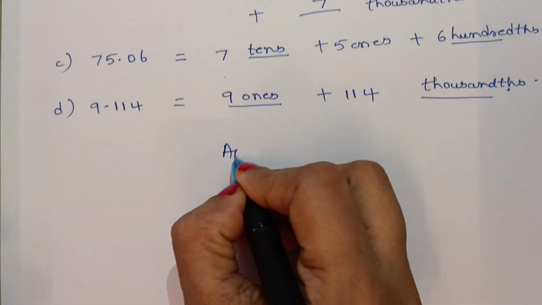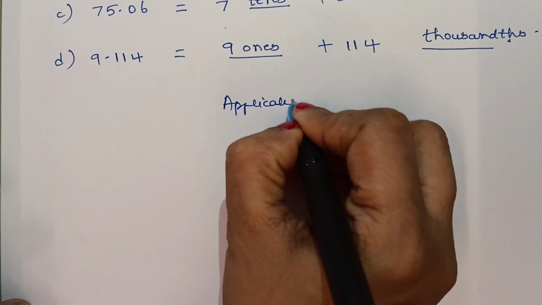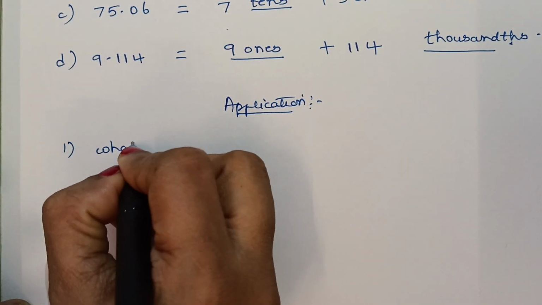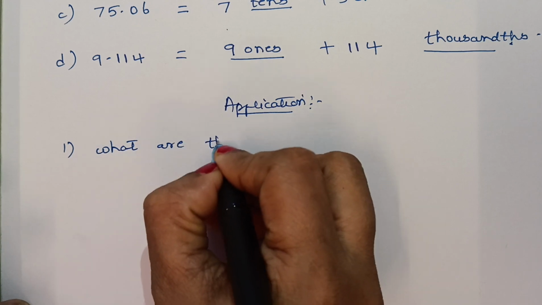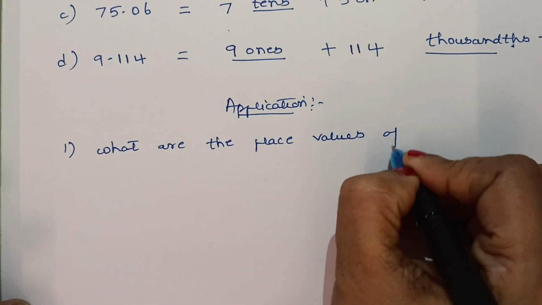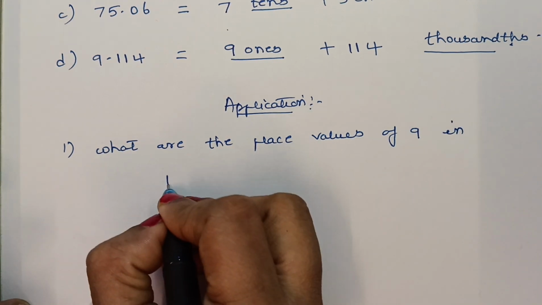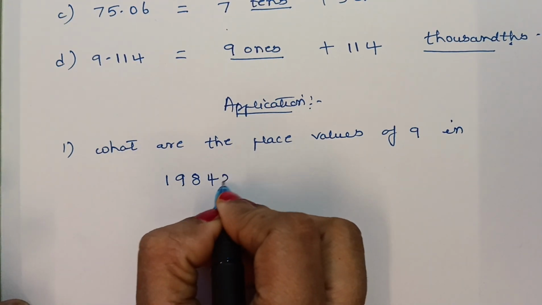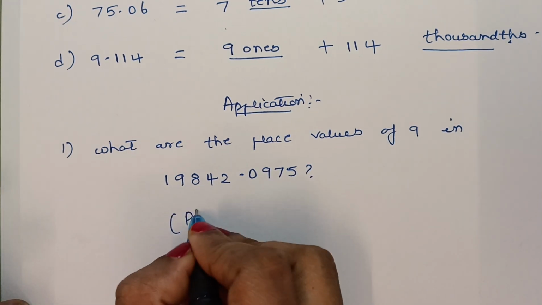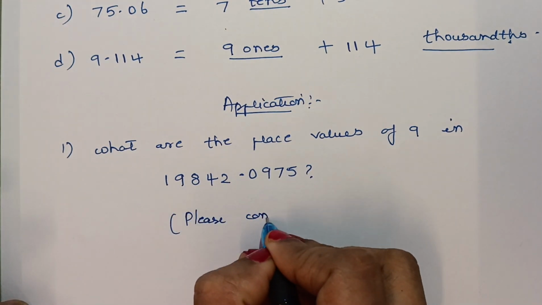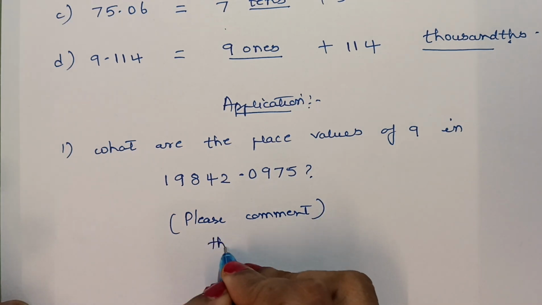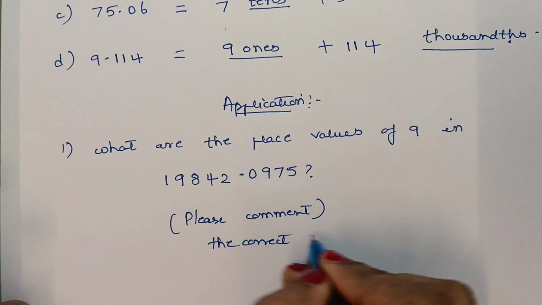Now let's see one application based question. Try to do it on your own. What are the place values of 9 in the given number? So please comment the correct solution.